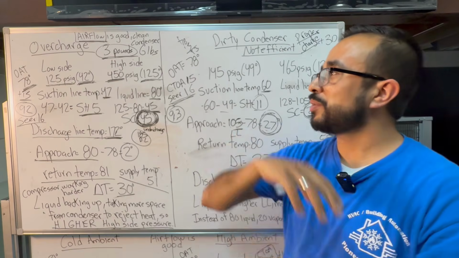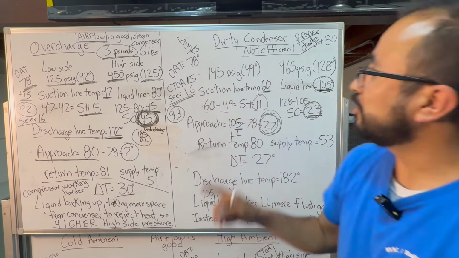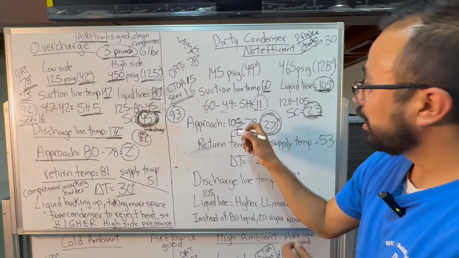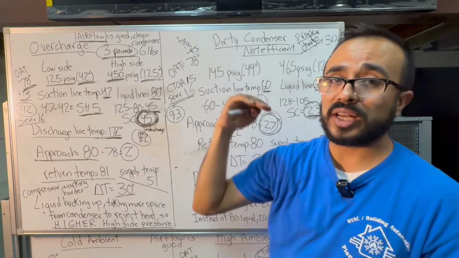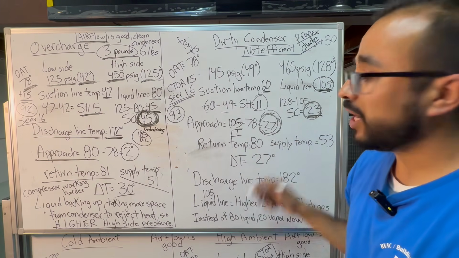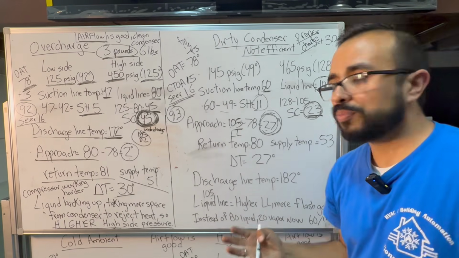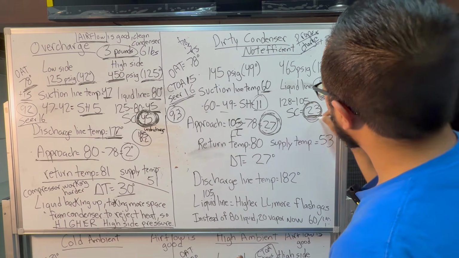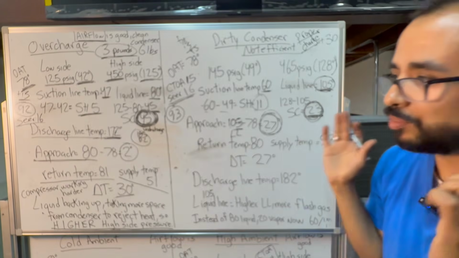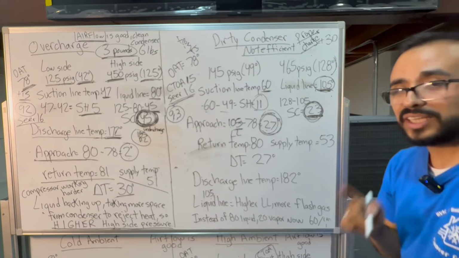So yes, a system that is overcharged, your approach is going to be really low. A system that has a dirty condenser, your approach is going to be high, because that liquid line temperature is really high. When you subtract the ambient, it's a really high approach. So in this case, this is where approach does help. But with subcooling, you can get kind of fooled. You're like, but I have good liquid, I got a subcooling of 23, I'm okay. You got to pay attention to the approach.